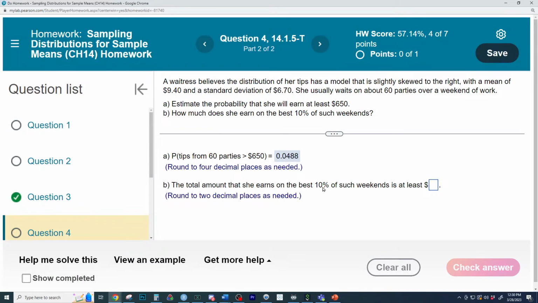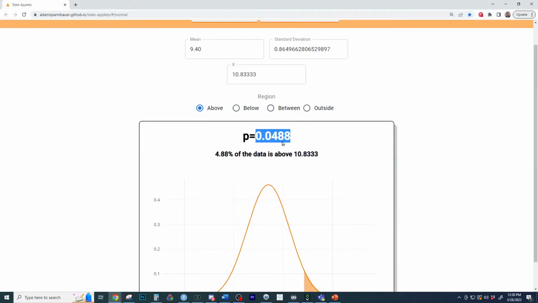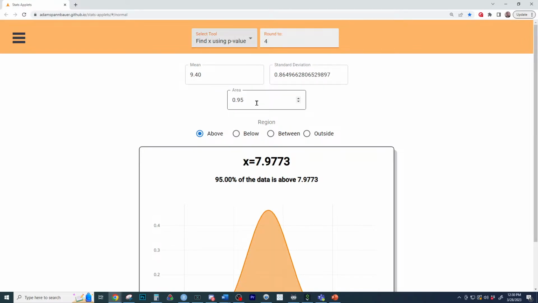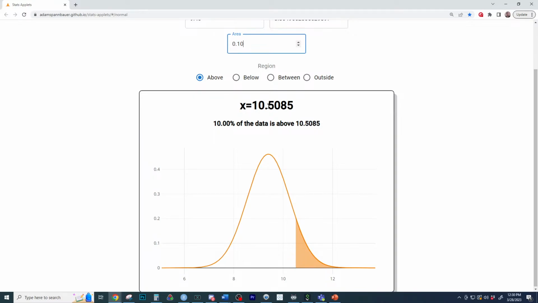And now we want the best 10% of such weekends. So for the best 10% of weekends, we need to go back here and change it back over to finding the x from the p-value. And this is our what on the best 10% of weekends? That's not the tip we get on the best 10% of weekends. That's our average per table. We didn't make $10.51. That's our average per table.